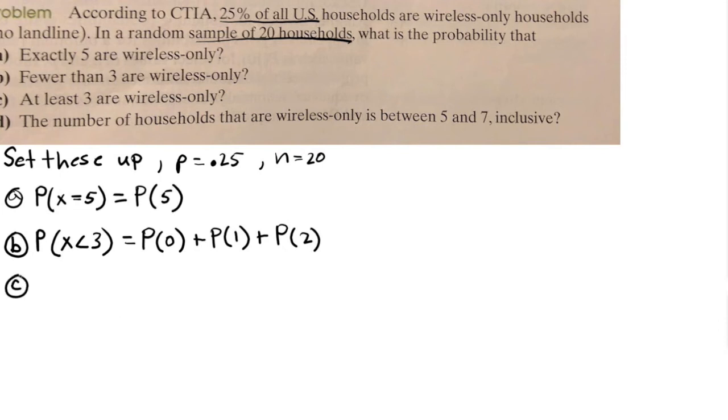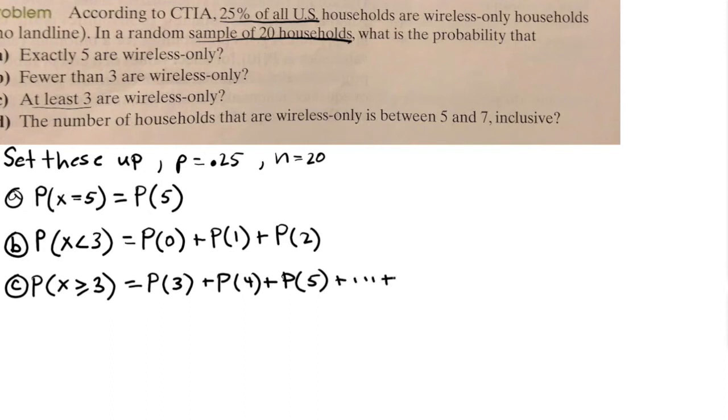All right, C. At least 3 are wireless. So at least means 3 or more. So 3 or more, that's the probability that X is greater than or equal to 3, all the way up to 20. I'm not going to write all of them down, but you would start with P of 3, P of 4, plus P of 5, and you would have to do this all the way up to P of 20.